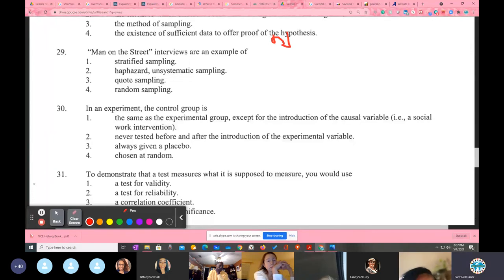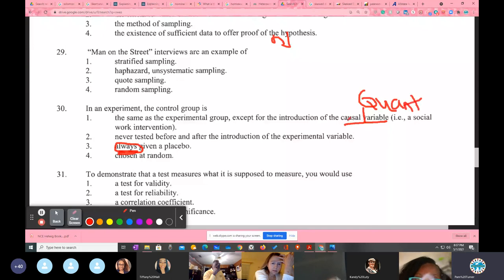So, okay. The word always is scary. Remember those all or none? They're not always given a placebo. Sometimes the control group gets nothing. Ooh, causal variable, causal. Okay, so causal means that it's going to be quantitative. Anything that's cause and effect is quantitative. So it doesn't always have to be causal, so that can't be either.